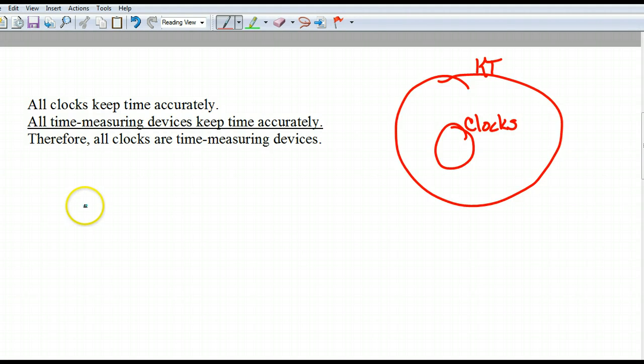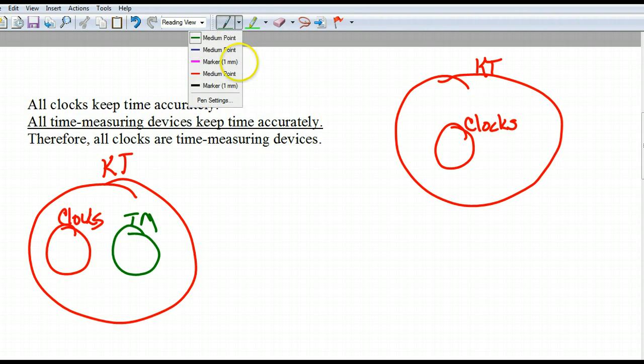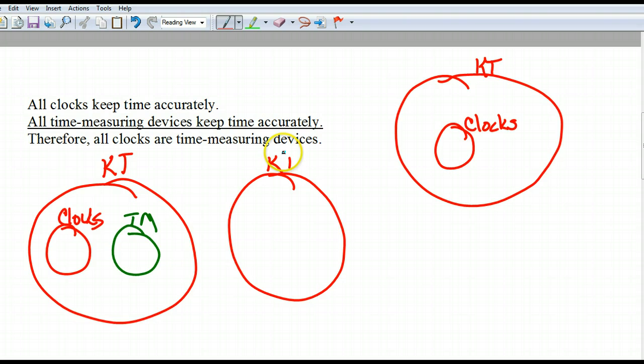Okay, so here's a possibility. You could have something called clocks, and you could have something, a time measuring device like this. That's one possibility. You have the possibility of this, where there might be some clocks and time measuring devices.